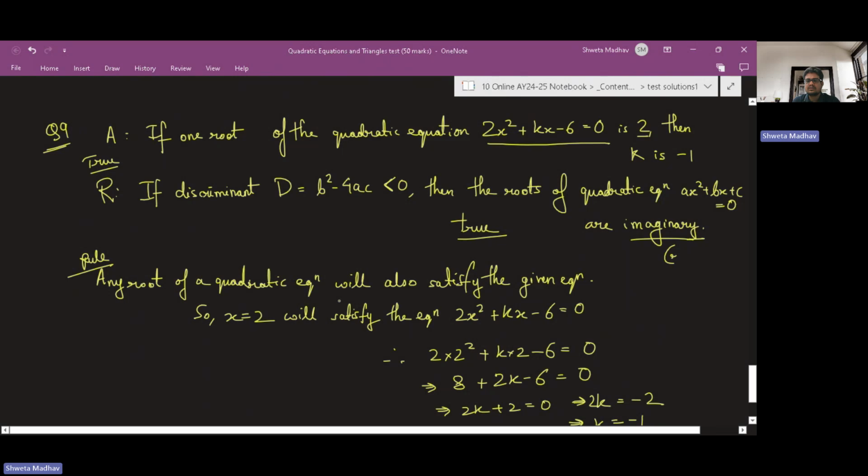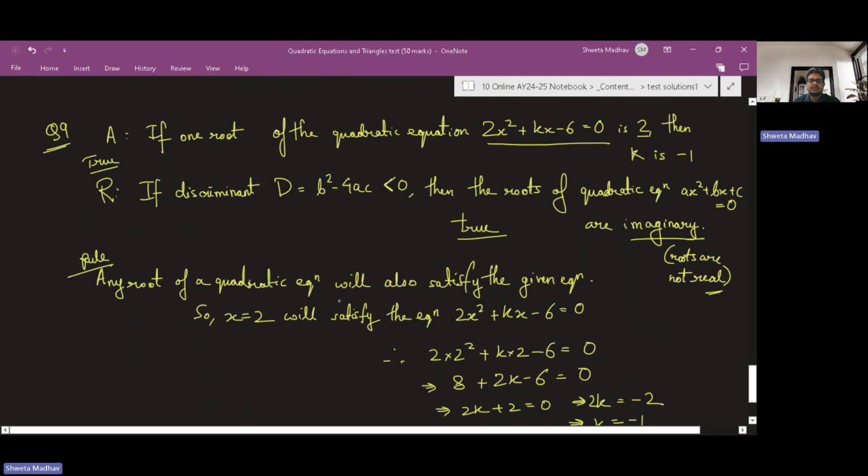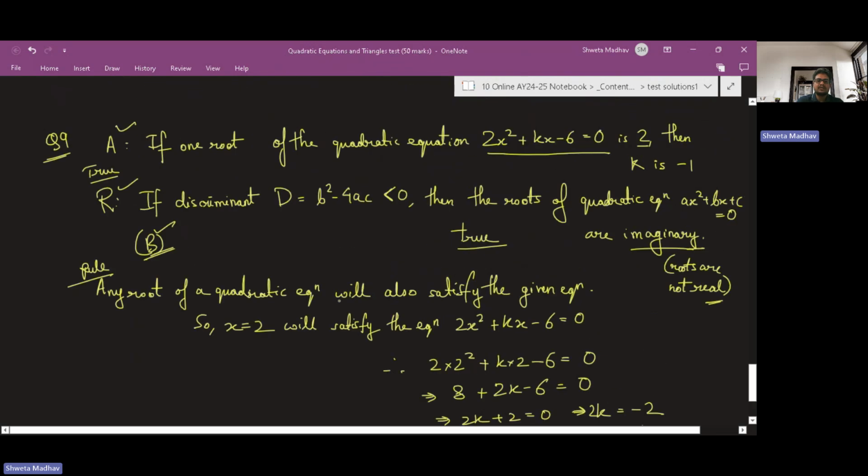It means that the roots are not real. The roots are not real in that case. So hence both the assertion and reason are true, but the reason is not the correct explanation of the assertion. So hence option B is the correct answer, since both A and R are true, but R is not the correct explanation of A.